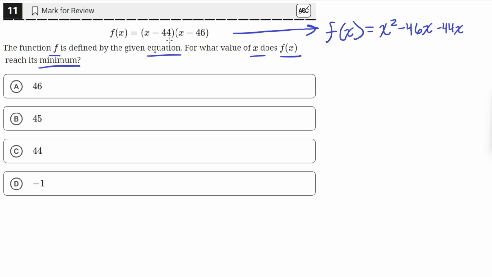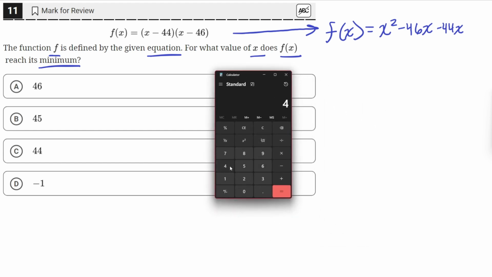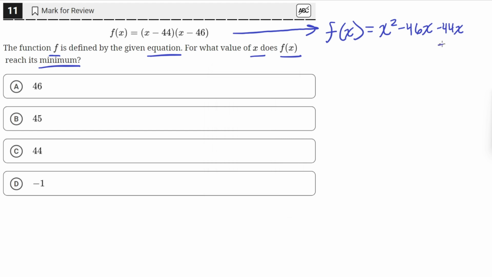And 44 times 46, if we put that into our calculator, is equal to 2024. And since these are both negative, that means the result is just positive.